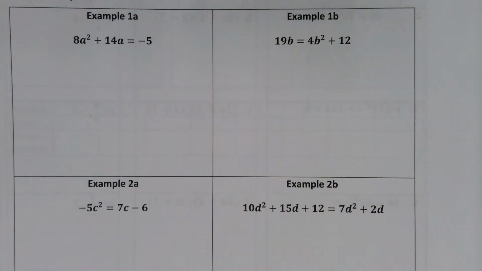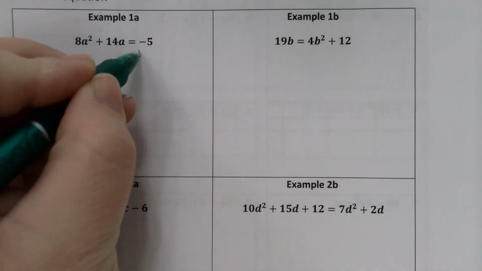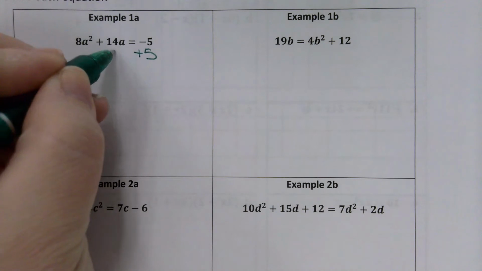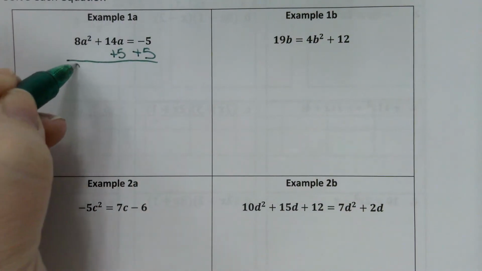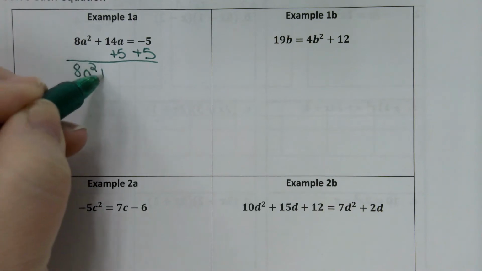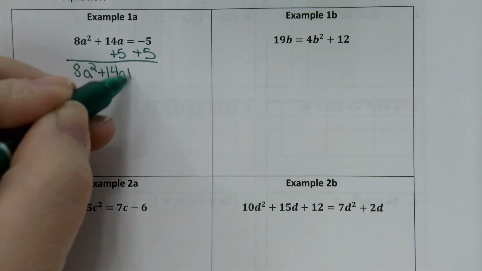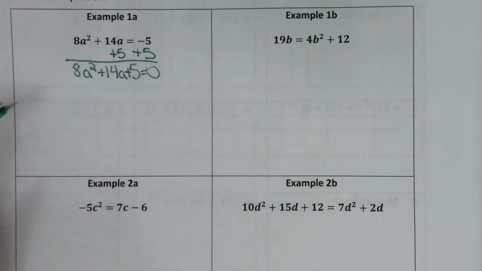In level 4, we now have to deal with an a value being something other than 1, but we're still going to move to get everything equal to 0 first. So we will add 5 to both sides, giving us 8a squared plus 14a plus 5 equals 0.